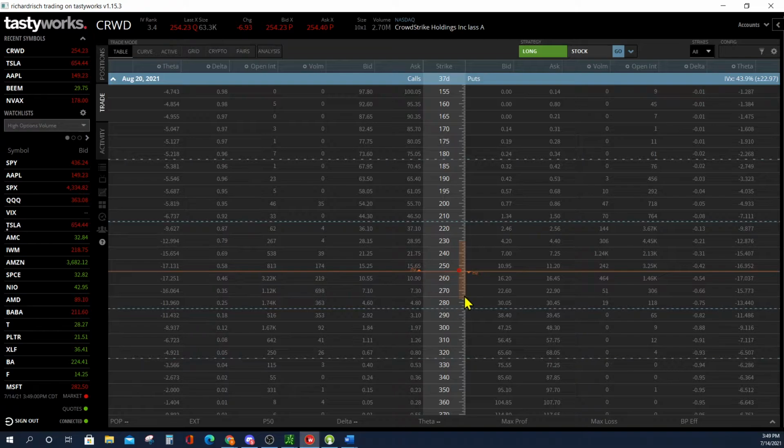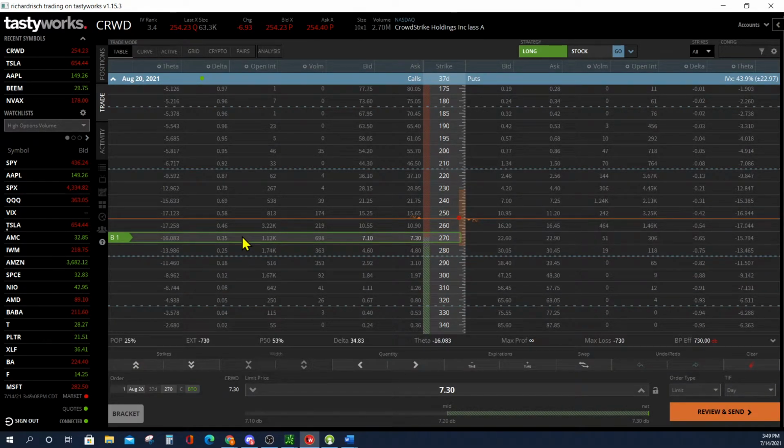Delta's 46. Let's go even further out. Let's say 270 by next week. It's in the expected move, right? So we open this one up, 730. You got a 35 delta. Let's say we drop down here and take a short at 25 delta difference. Open that one up.